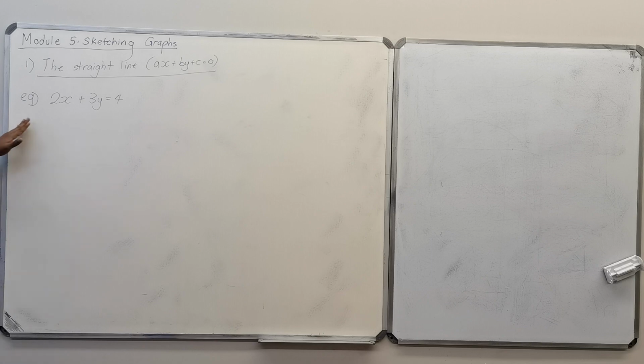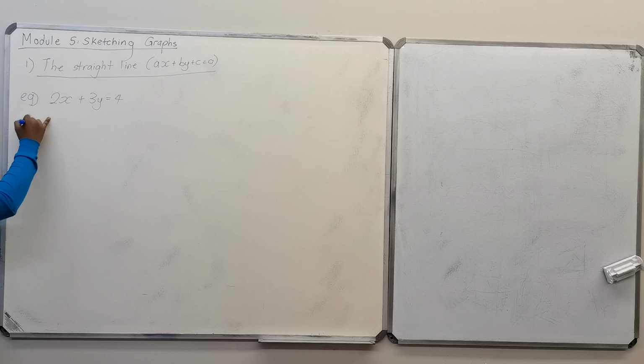Right? This is how your general formula would look. You've got an a value, a b value, and if you take this across, it will obviously be a c value. Now you want to plot the graph. To plot the graph, we need to know at least 2 points. How would we get those 2 points? You would work out your intercepts.